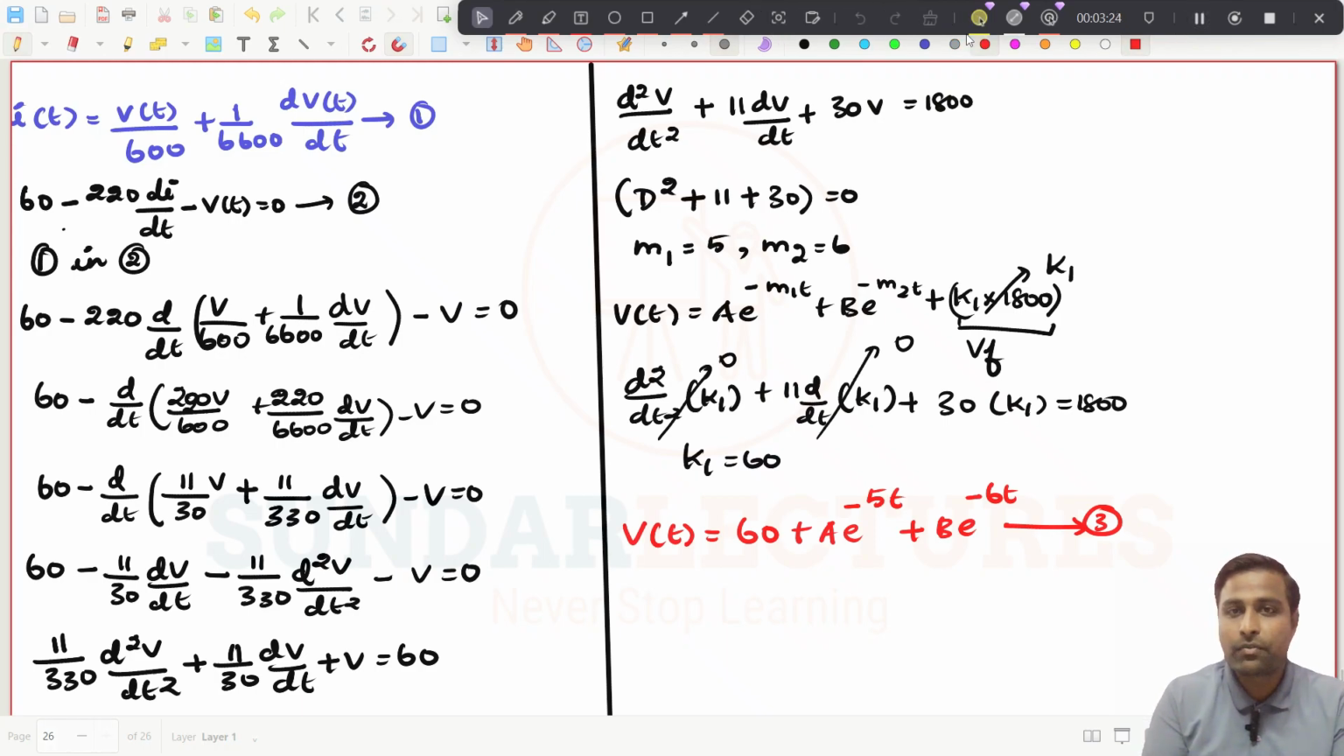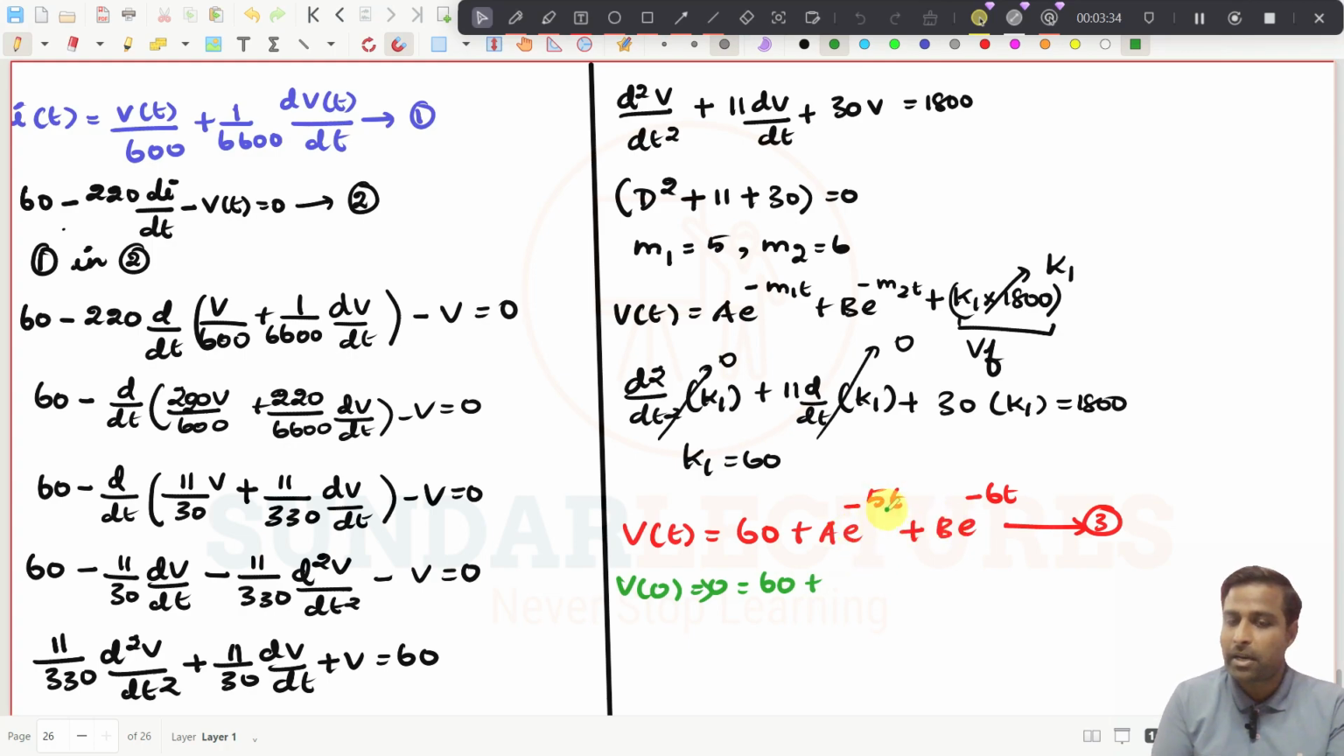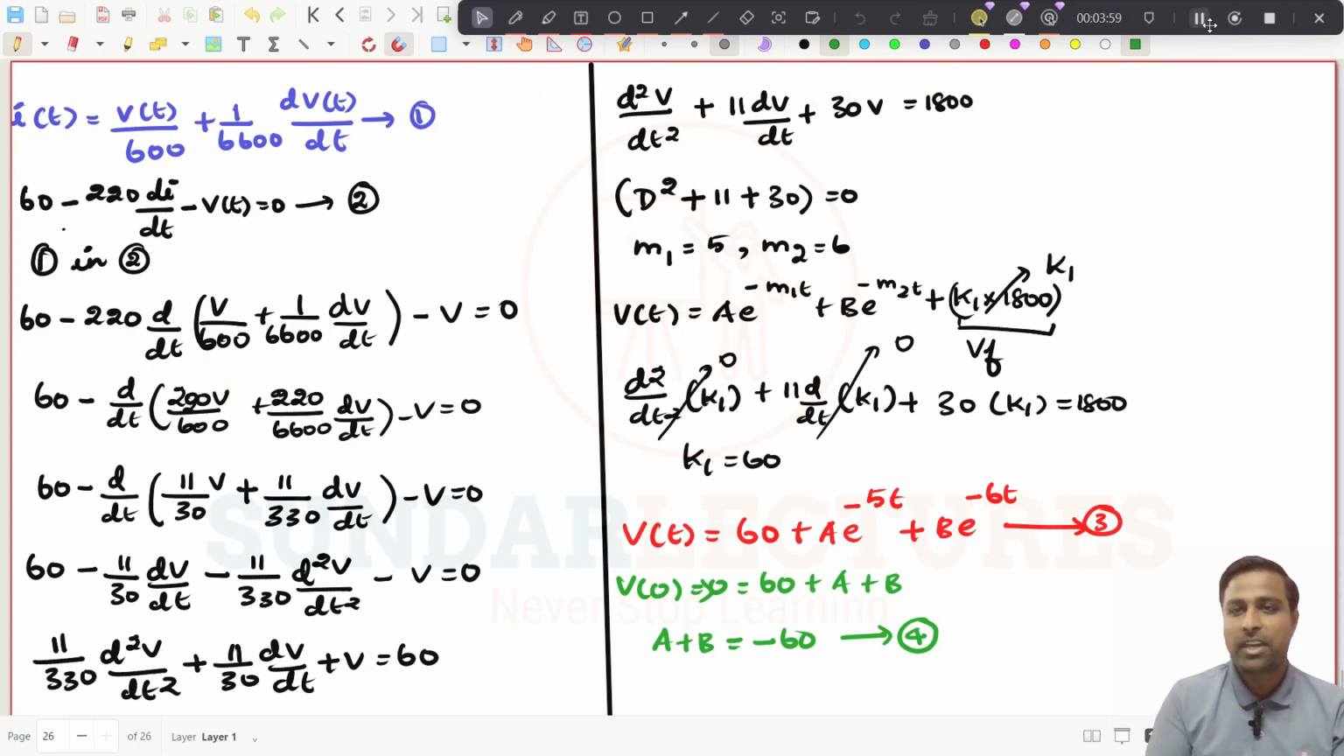So if you substitute v of 0 equal to 0, that should be equal to 60 plus, when you substitute, e power 0 will become 1, so a plus b. And see what is the value of a plus b now. A plus b should be equal to minus 60. You bring this one to that side. So this is equation number 4. And if you know v of t, you substitute here, you will get i of t. Very simple, right? So I will copy down both and put it in the next page.